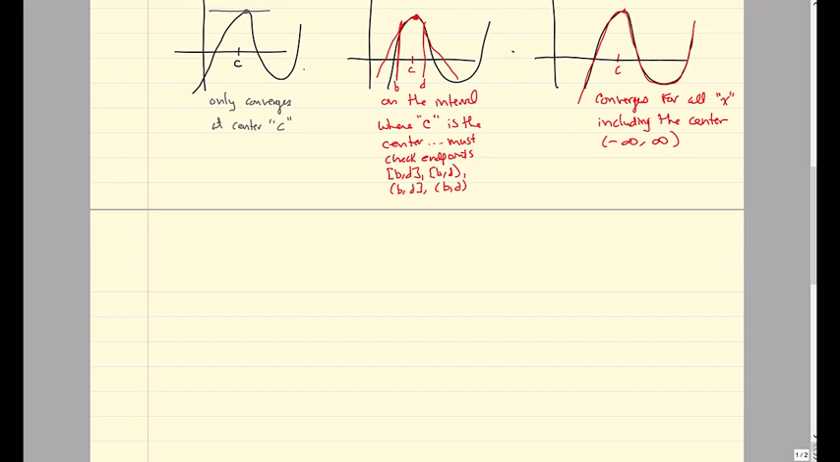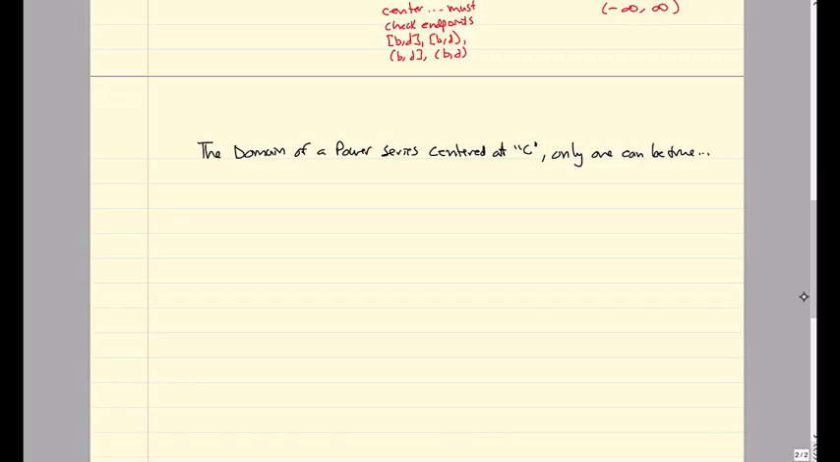A couple of things to keep in mind once we start talking about these intervals of convergence and point convergence: the domain of a power series centered at C has only one of the following characteristics. Only one of the following can be true. So this is going to be important. We're going to use this quite a bit. So case 1.